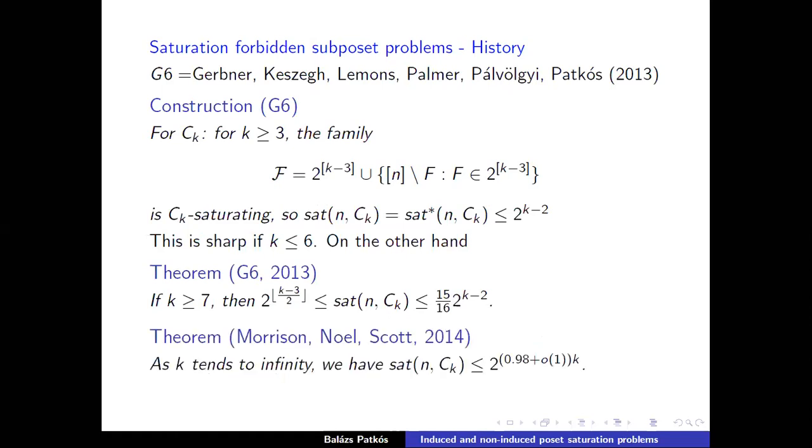But then some more clever people came, a year later, at least this is the time when the papers appeared. So Morrison, Noel, and Scott proved that as k tends to infinity, the exponent can be decreased from about k to something definitely smaller than k, something like 0.98 times k. Okay, so probably this is one of the most interesting questions among these saturation problems: to find the coefficient of k in the exponent for the saturation number of the k chain.